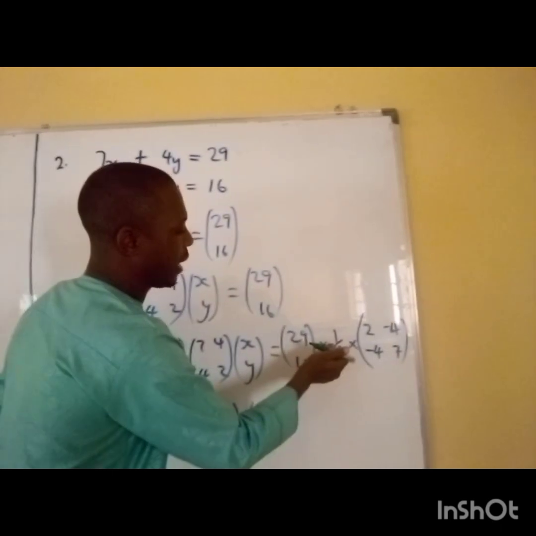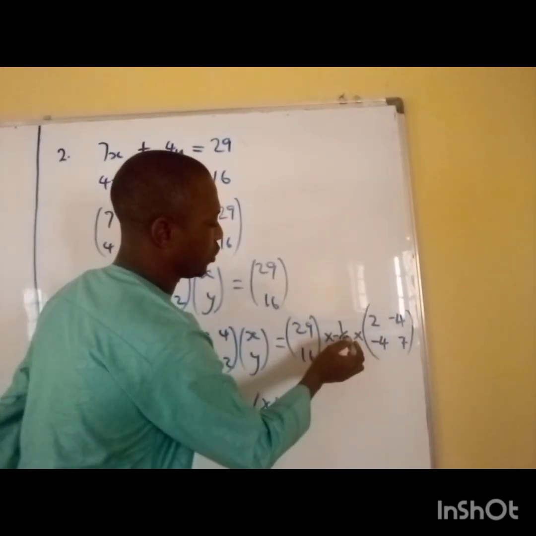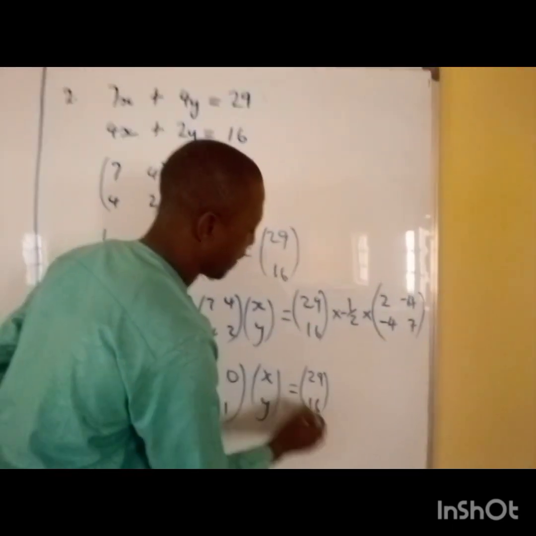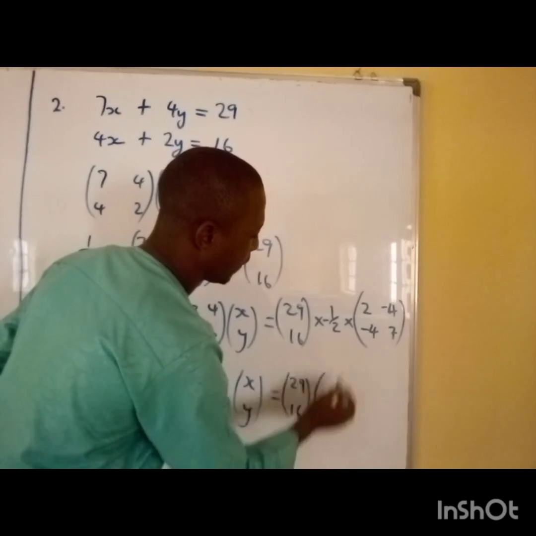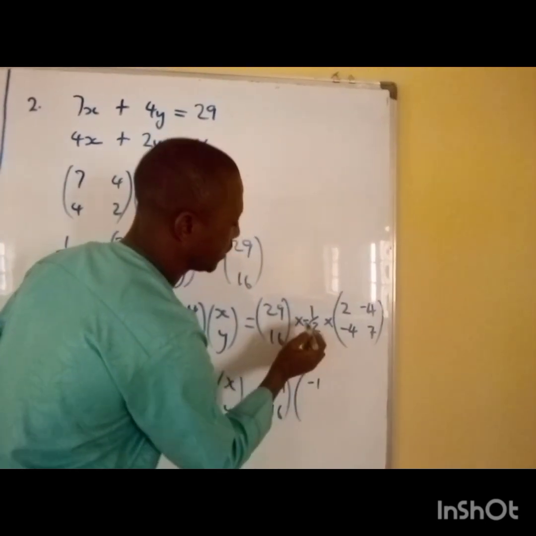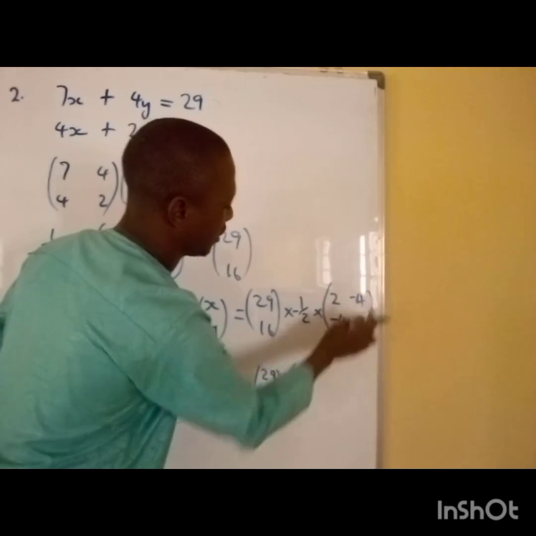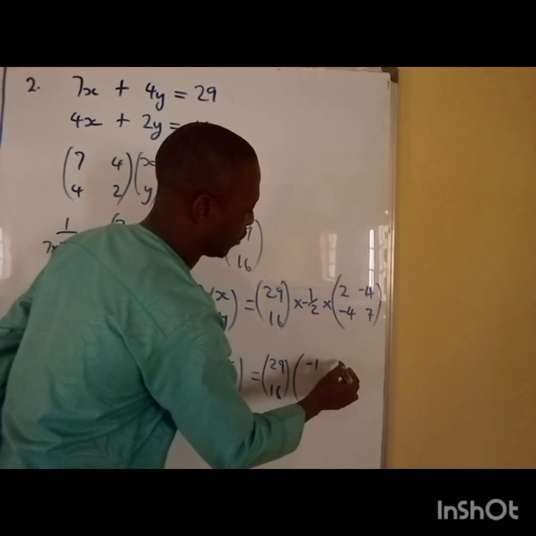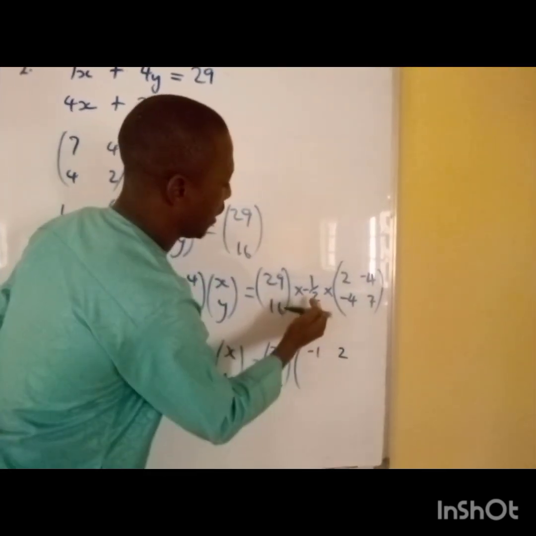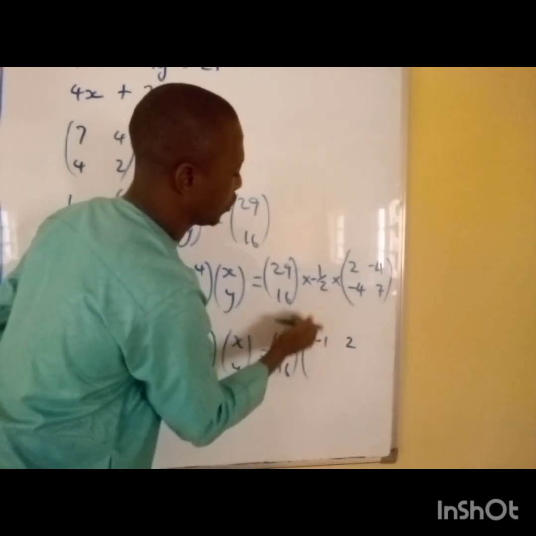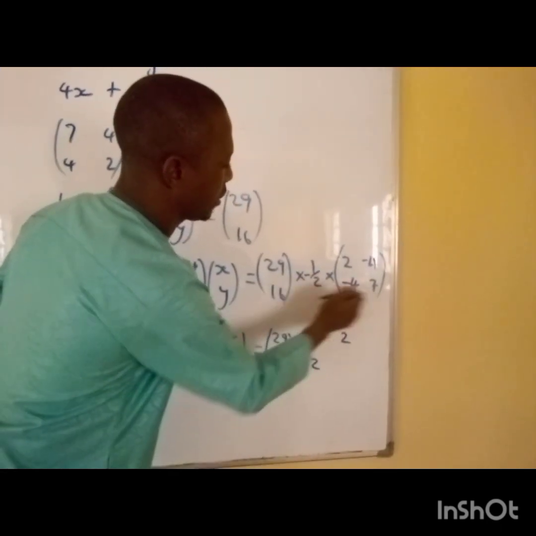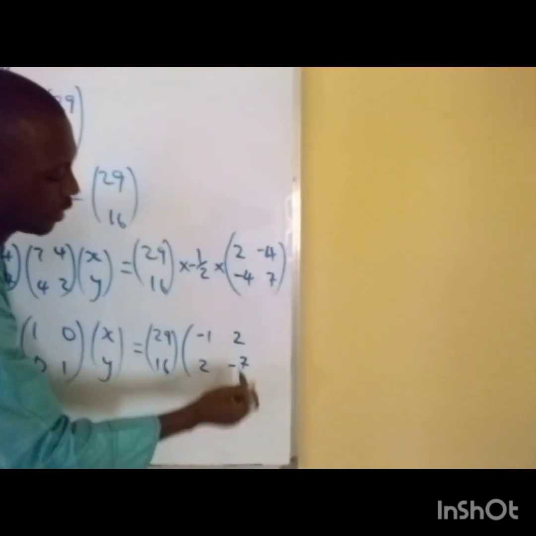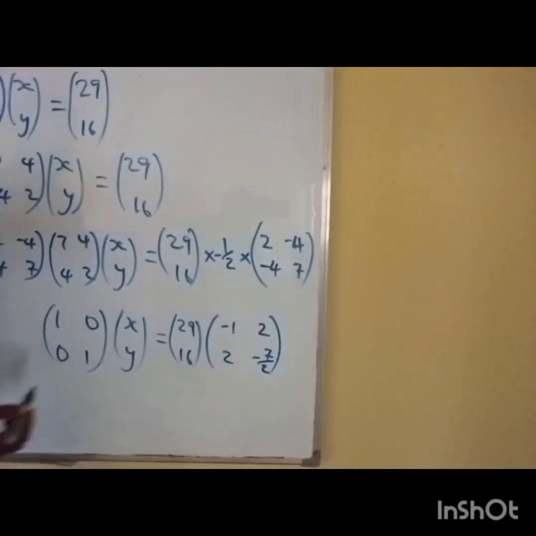Now, minus 2 multiplied to the 2, we cancel 2, so we have minus 1 from this, and then minus half times this will cancel the minus, and then we'll have 2 here, and we'll also have 2 here, and we'll have minus 7 times 1 over 2 this way.